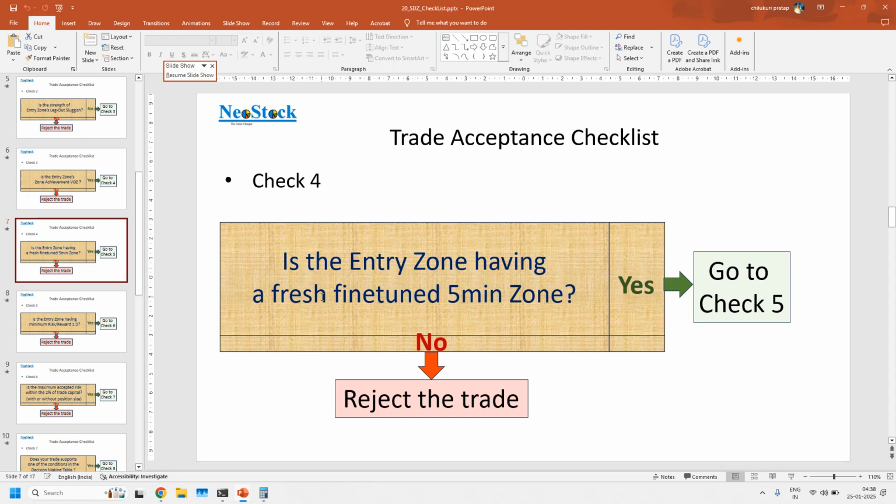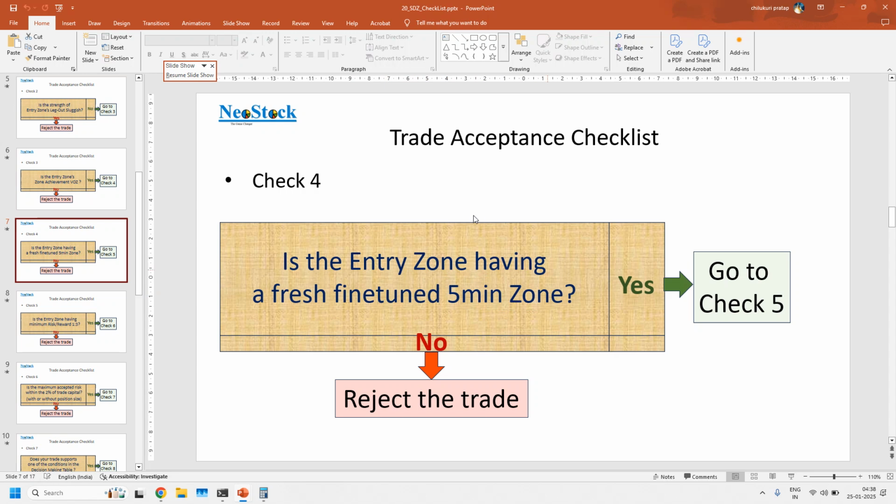Is the entry zone having a fresh fine-tuned 5-minute zone? Yes. It is having two fresh fine-tuned zones, but we are not taking the trade at the first fresh fine-tuned zone. We are taking the second one. But here we have a risk. The first fine-tuned 5-minute zone may push the market up. That way we will be missing the trade. That possibility is there. How to overcome that? That also we will discuss. First, let us focus on this.